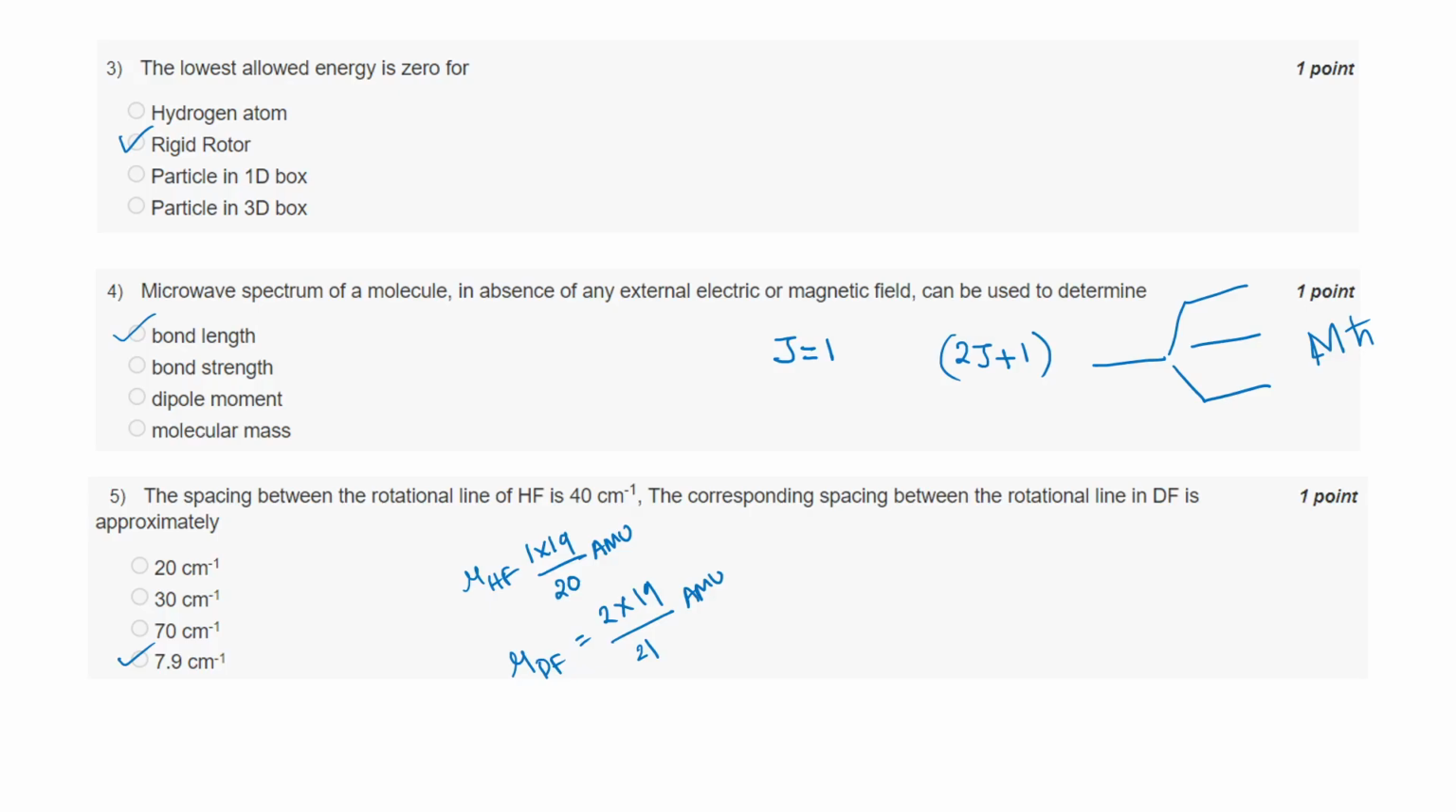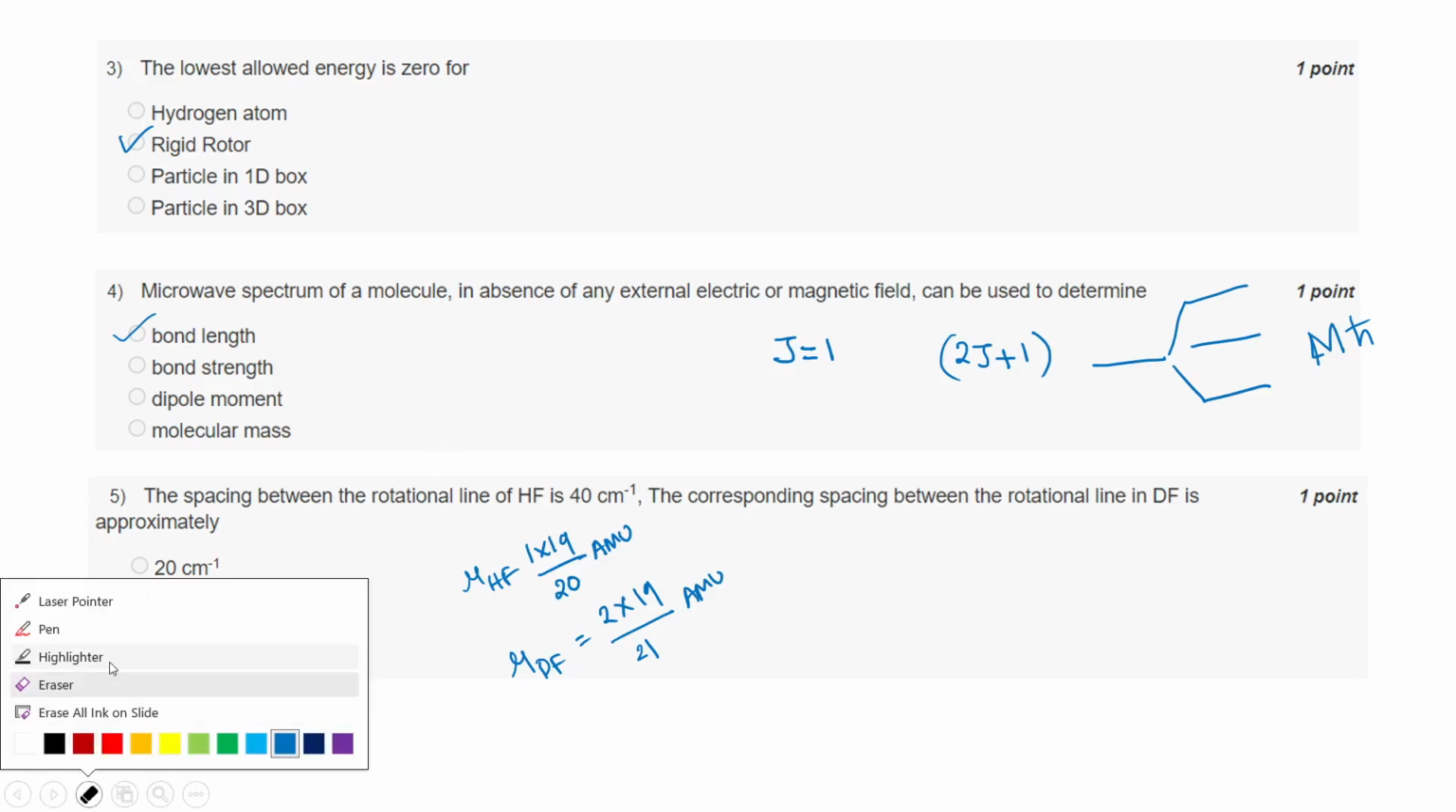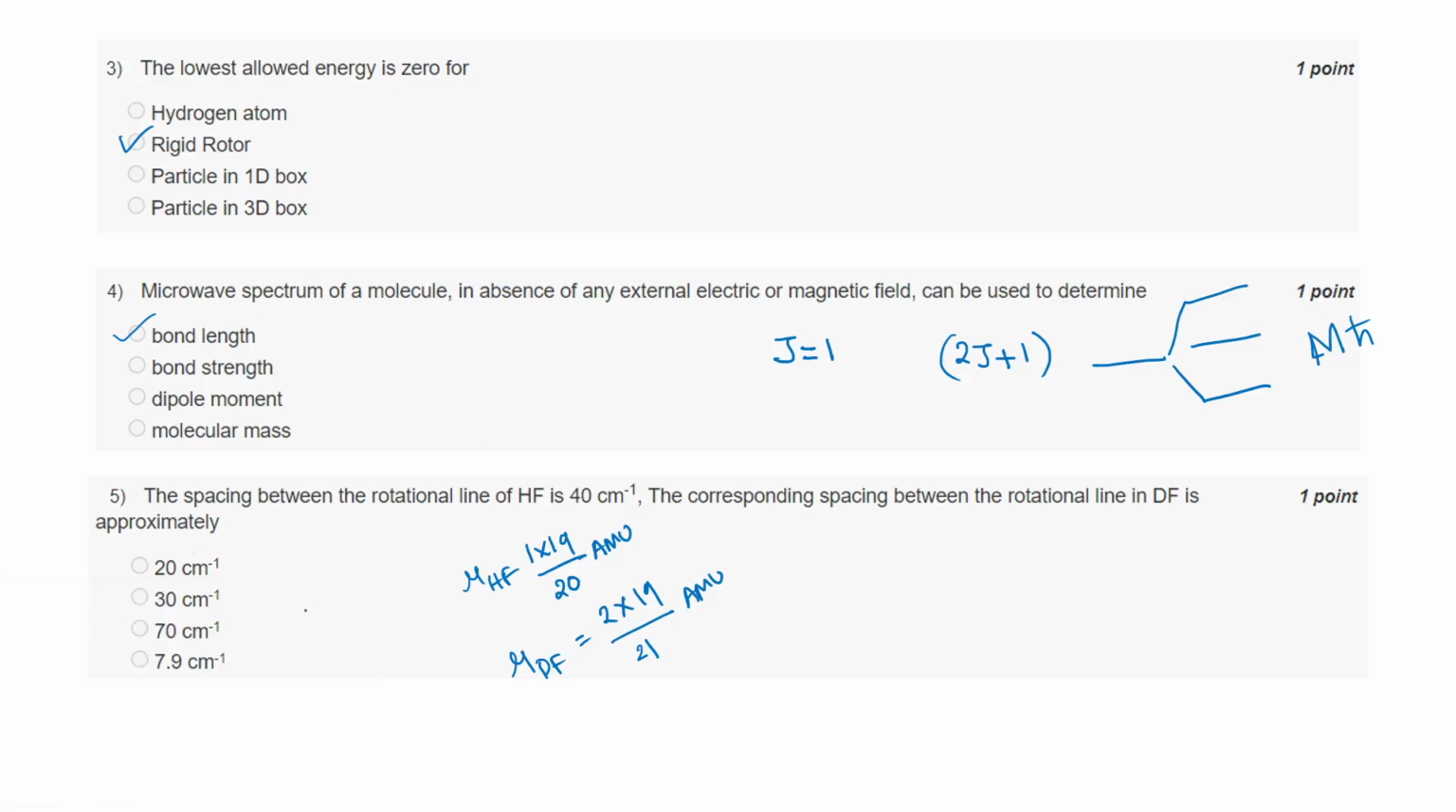Its answer will be 20 centimeter inverse, because we have to calculate the 2B value, only 2B. The spacing between rotational lines in the case of HF is 2B. 2B is equal to 40 centimeter inverse. Right, you are correct. Actually, I was thinking about the B values only.